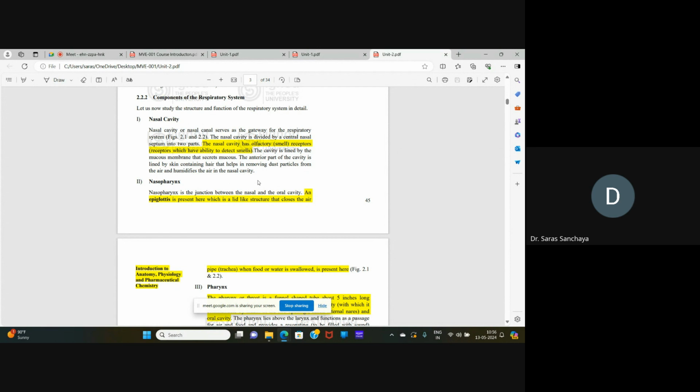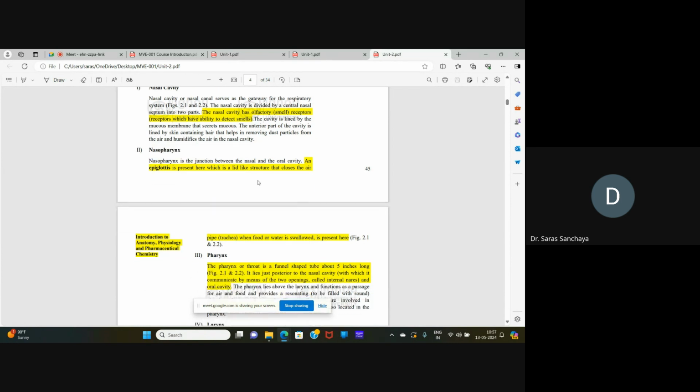An epiglottis is present here, which is a lid-like structure that closes the air pipe, the trachea, when food or water is swallowed. So there are two pipes in our pharynx. One goes into the food pipe and one goes into the air pipe, the trachea. The epiglottis closes the trachea when food or water is swallowed. Otherwise, it will go inside the respiratory system and it can cause severe blockage and may even cause death.